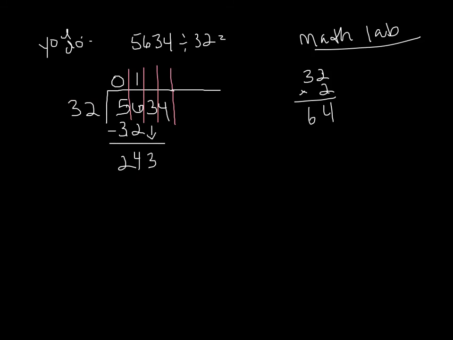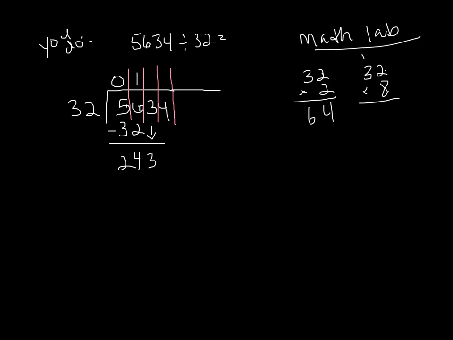Ooh, 32 into 243, that's a lot. So this is close to 30, and this is close to 240. They have matching zeros, so I just kind of ignore them for a second. And 3 goes into 24 8 times. So I'm thinking that probably it's going to be something close to 8, 7 or 8. I'm going to try 8.